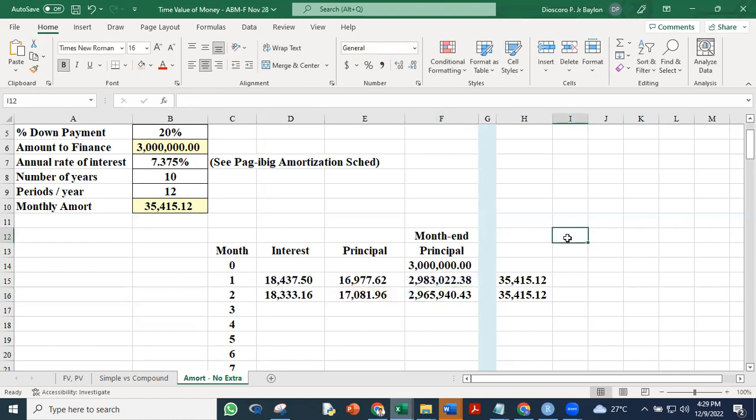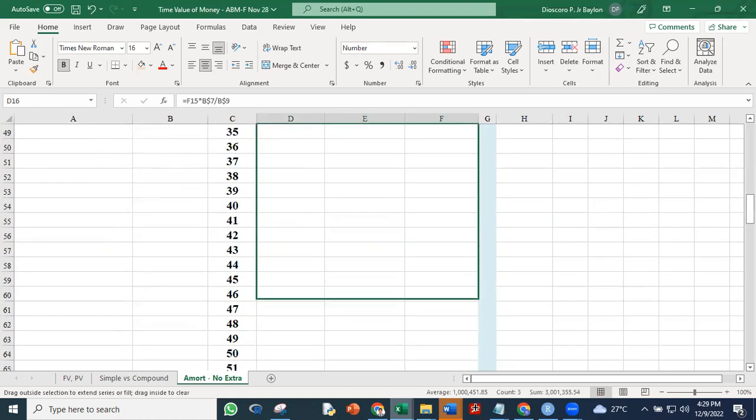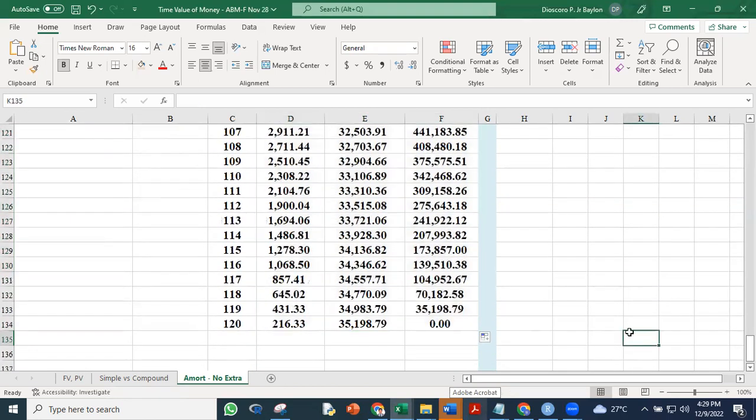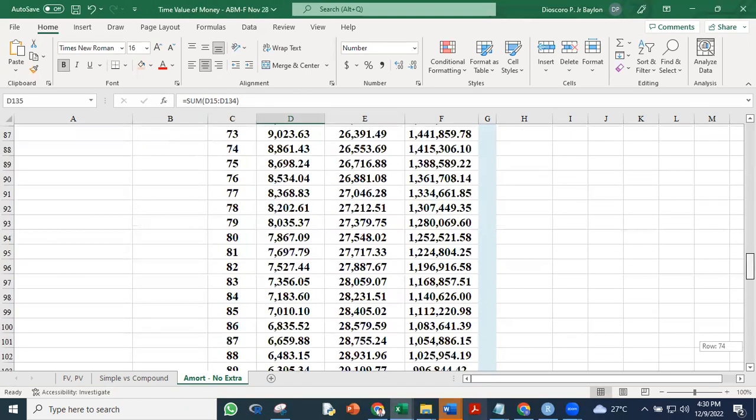So this computation will keep on repeating. So you can copy this. All right. And you'll see that at the end of the 120th month, there should be no principal balance anymore. It will be zero. If we check, alt equal to D15.